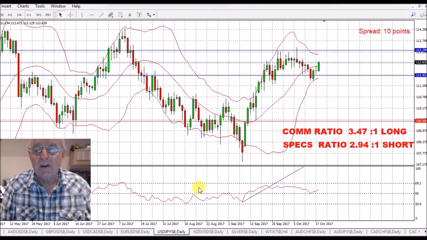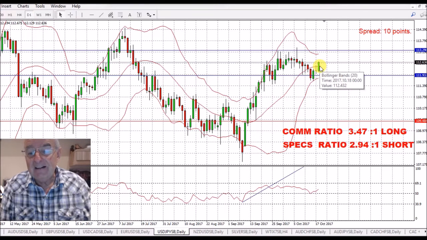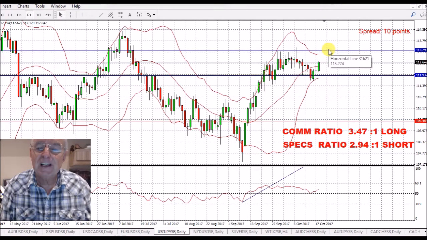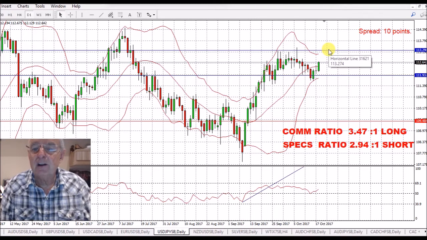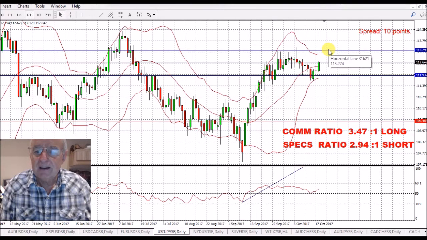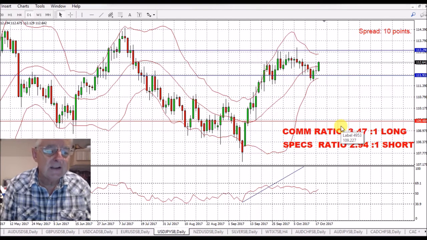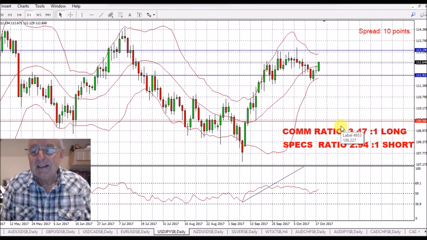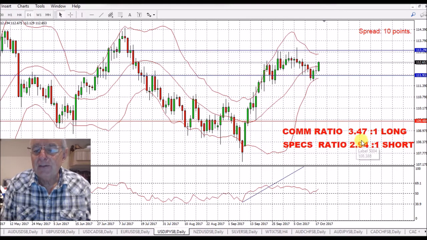USD JPY. I said this the other day. I was expecting a bit more strength in the pair. I am expecting them to go up to at least this blue line, which is like a weekly turning point. We have a commercial short ratio of 3.4 to 1, which is decreased over the year, but it's actually larger than it was last week.